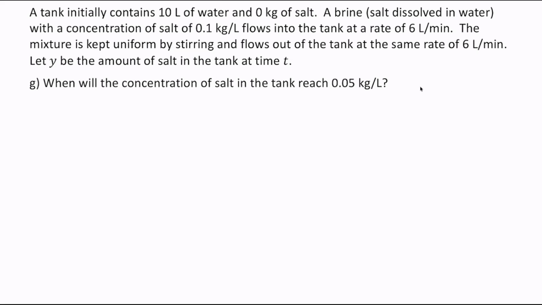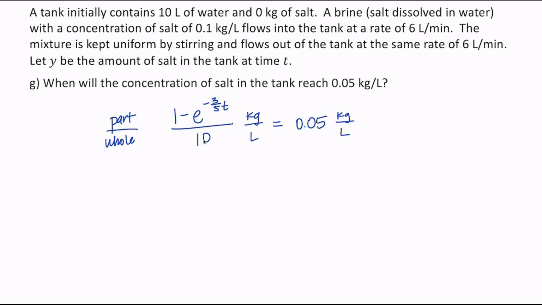So in general, the concentration, the part to whole, is going to be the formula for y, 1 minus e to the negative 3/5 t, over 10. So that's going to be my part to whole. This is in kilograms and this is in liters, right? When is this going to equal 0.05 kilograms per liter?